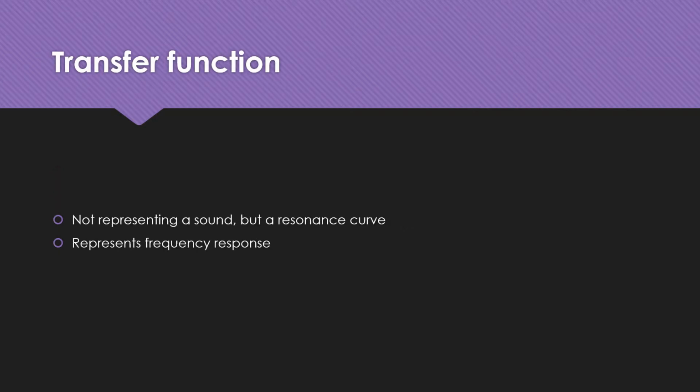The transfer function was the second graph, and this graph is not representing a sound, but it's a resonance curve. So it represents the frequency response in the various air cavities. When the sound moves through the vocal tract and goes into the different air cavities, this is the frequency response of that air cavity. You can see the spikes in the graph.